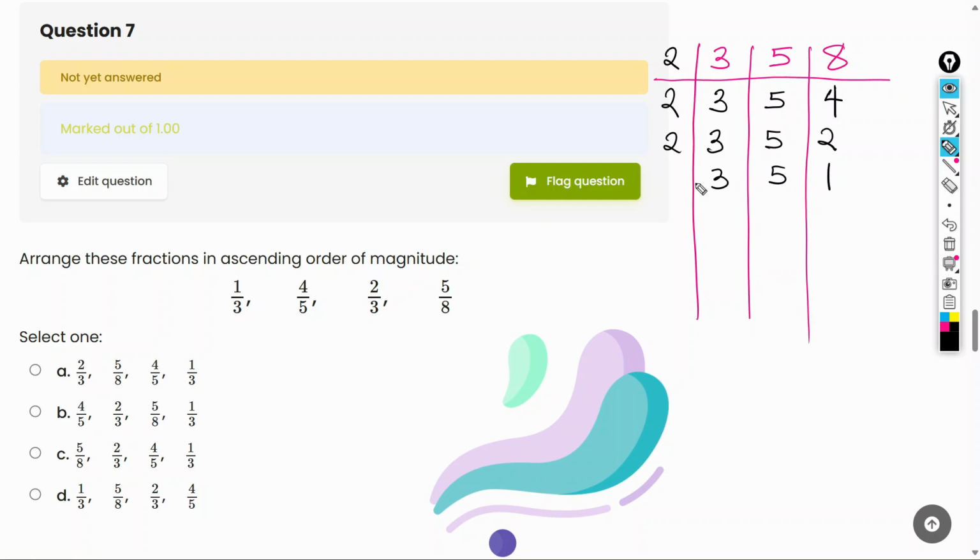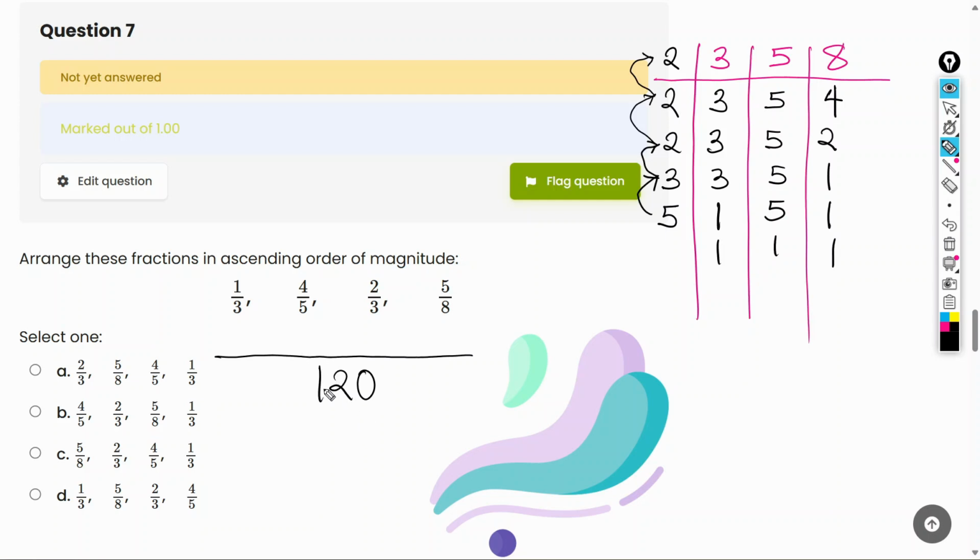We've exhausted 2, and work with 3. 3 into 3 is 1. 3 into 5, it wouldn't go. So we bring down 5, bring down 1. Now 5, 1, 1, 1. So our LCM is 5 times 3, 15. 15 times 2, 30. 30 times 2, 60. 60 times 2, 120. So the LCM is 120.